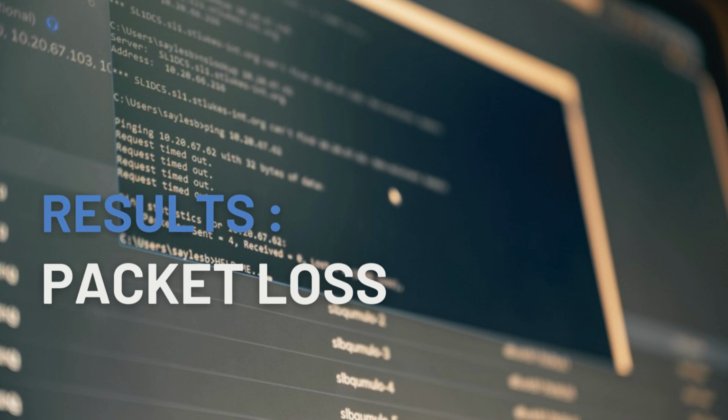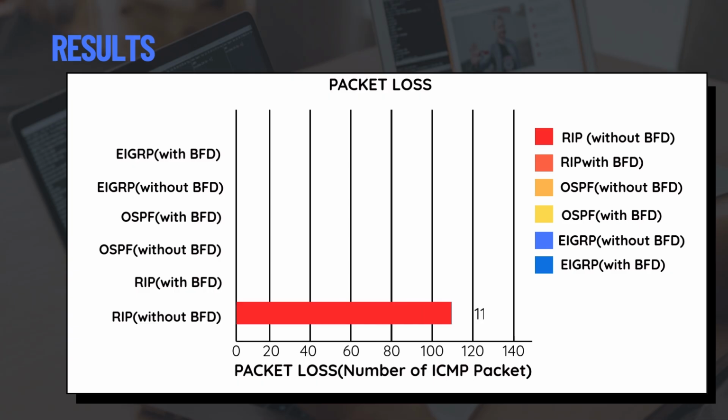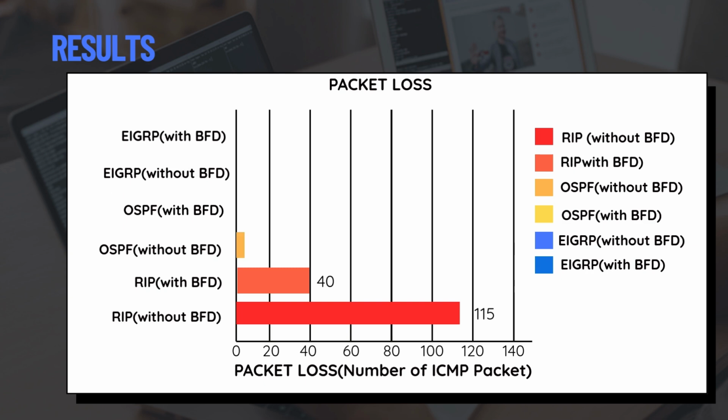Results: packet loss. Packet loss, number of ICMP packets: RIP without BFD, 115. RIP with BFD, 40. OSPF without BFD, 21. OSPF with BFD, 3. EIGRP without BFD, 8. EIGRP with BFD, 0.